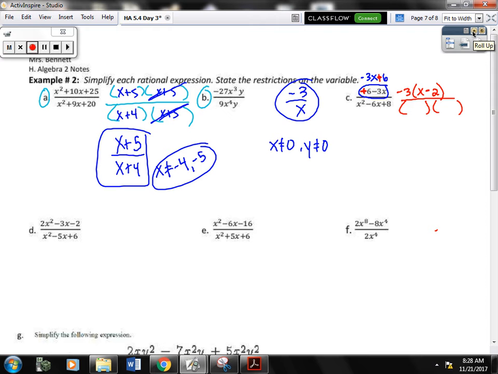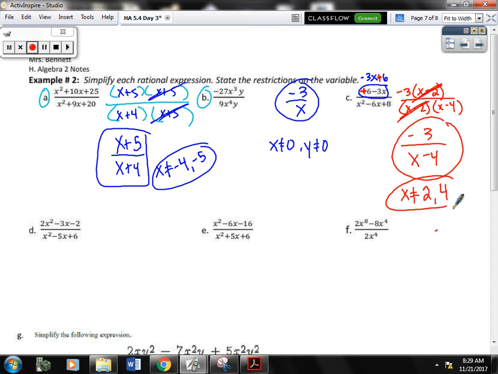All right, now we factor this down. If that were to happen, you just wouldn't be able to cancel anything out. That doesn't really usually happen unless I type something in. And then we can divide out our common elements. And so we get negative 3 over x minus 4. And our two restrictions would be x cannot equal, we would add 2, so that's a positive 2, and a positive 4.